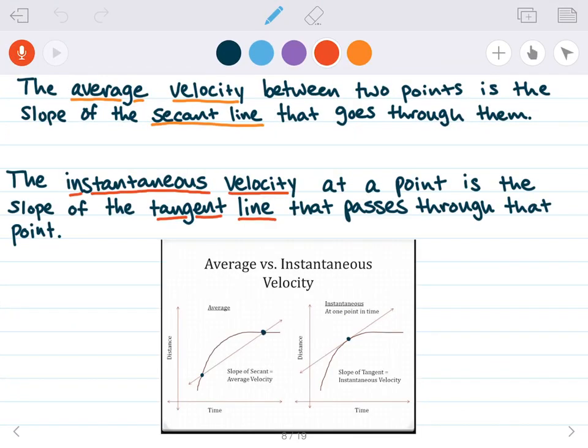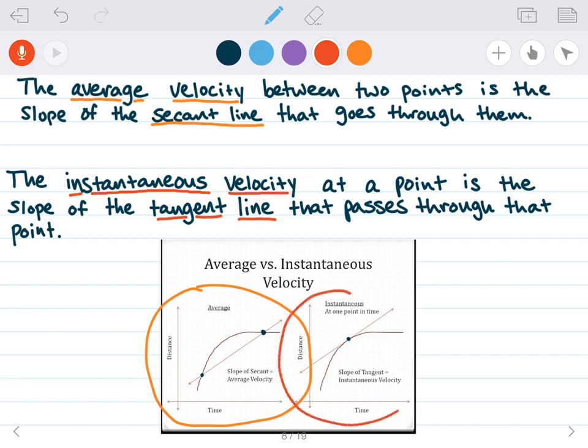Okay, so I mentioned these definitions in passing, but here they are for your notes. The average velocity between 2 points is just the slope of the secant line that goes through them. In other words, we have the slope of the secant line. Secant lines go through 2 points on a curve. The instantaneous velocity, on the other hand, is the slope of the tangent line of the curve. So tangent lines only touch the curve at 1 point, namely the point we're interested in.